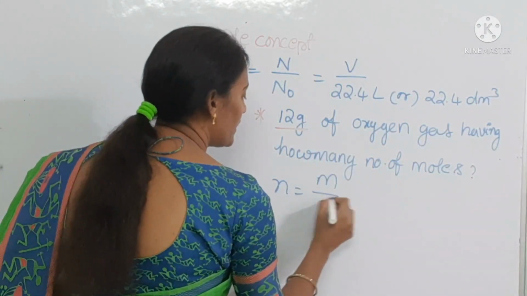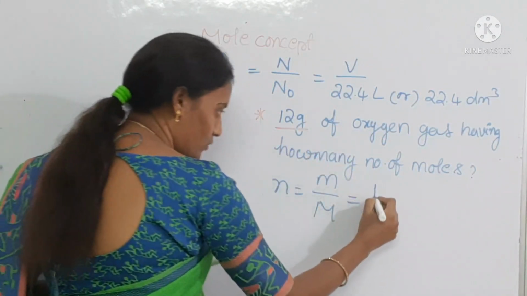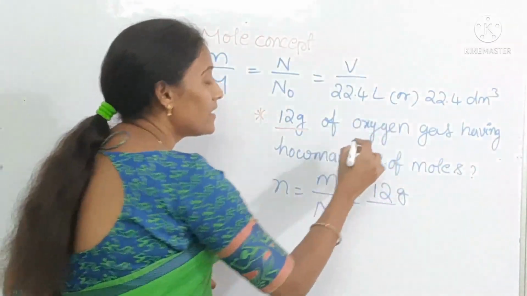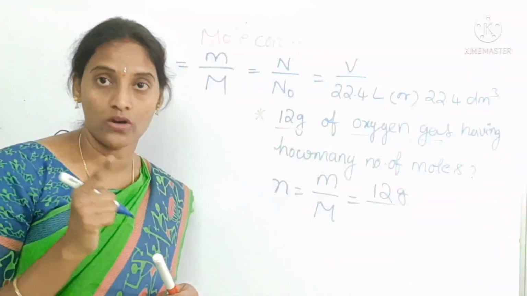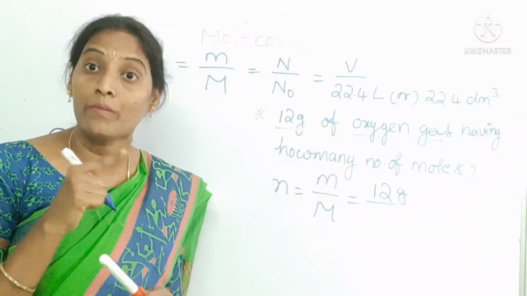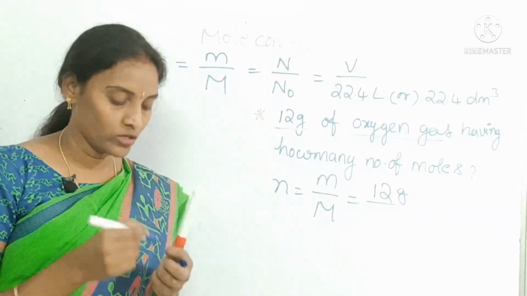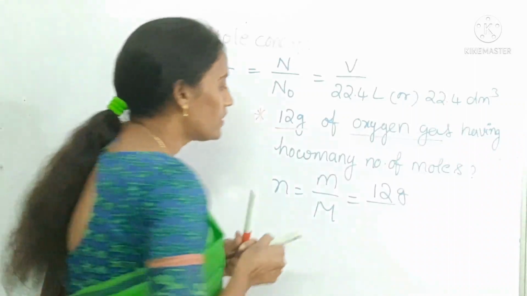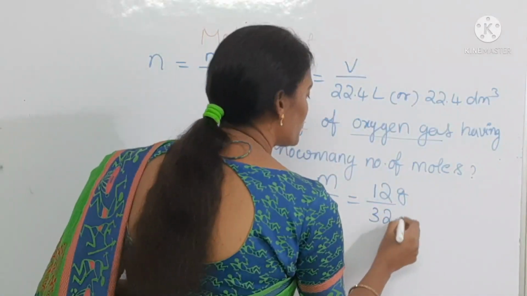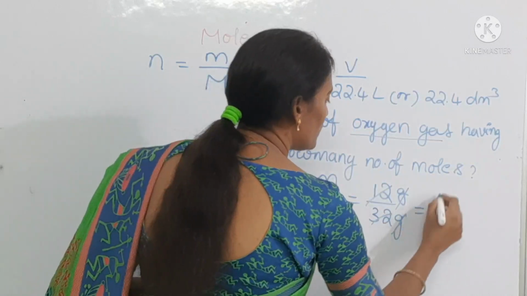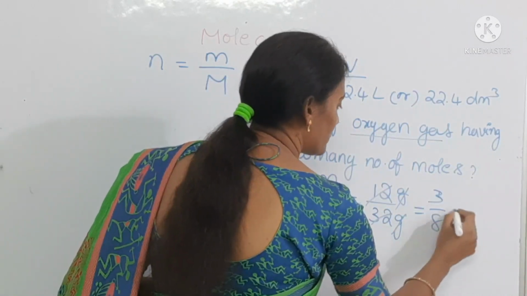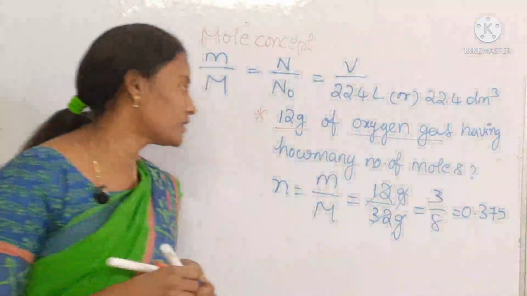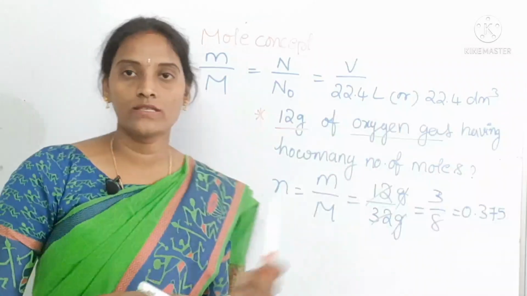n is equal to m by M. Given weight is 12 grams, and the molar mass of oxygen gas is what is asked. You should not take atomic mass, you have to take the molecular mass of oxygen, because oxygen gas exists in the form of molecular state only. So here 32 grams. Okay, so it is 3 by 8. That gives you 0.375 moles present in the 12 grams of oxygen gas.